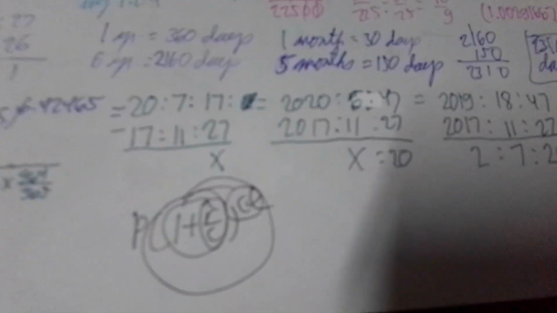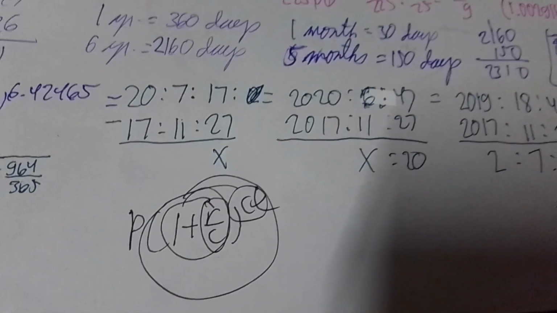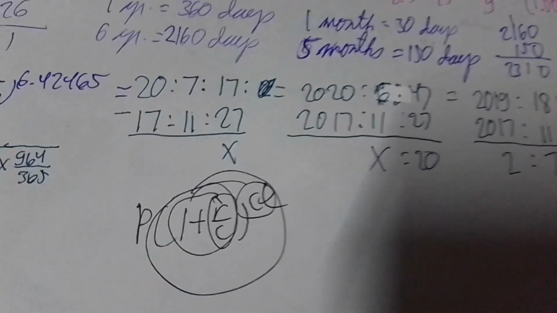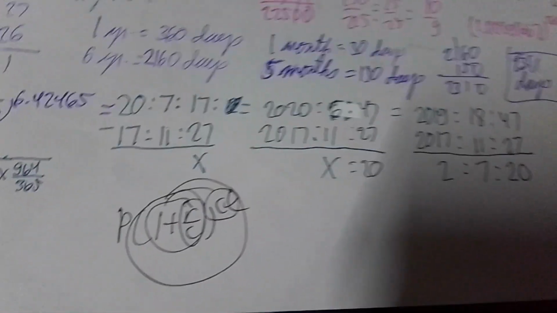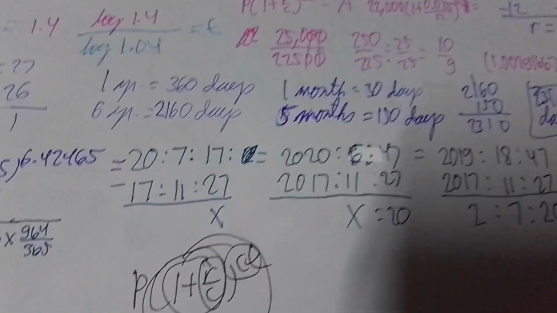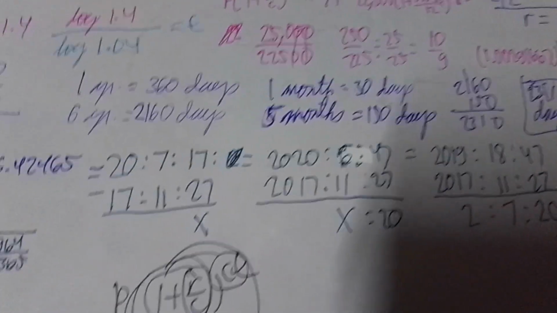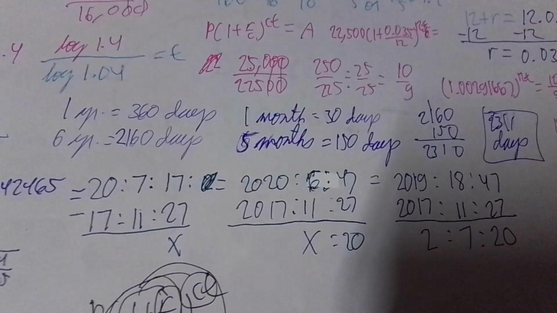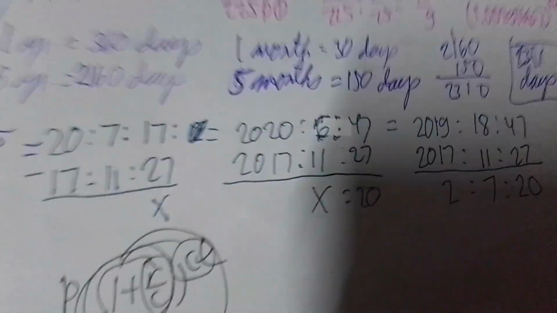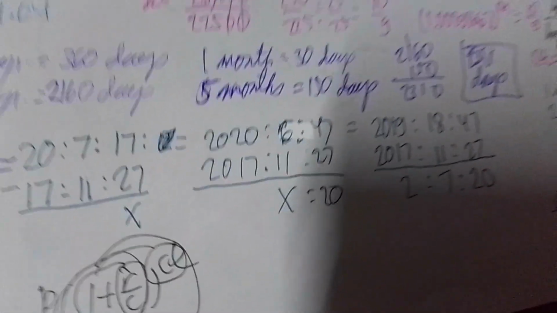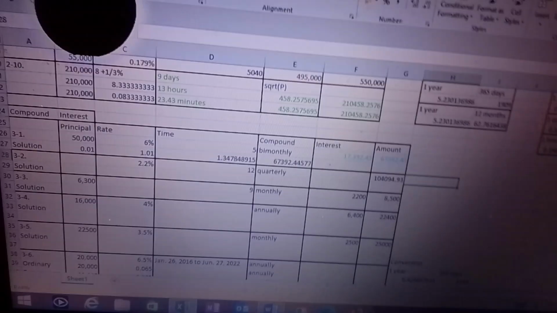Remember, this is the formula: P times 1 plus R divided by C, raised to the CT power, is equivalent to your amount. But if you're asked to solve for the principal, what do you do? Solve it in reverse. Very good. So it's the future value divided by whatever answer you get here in order to get the principal. Okay? Now let's get back to Excel to work on the solution sheet.